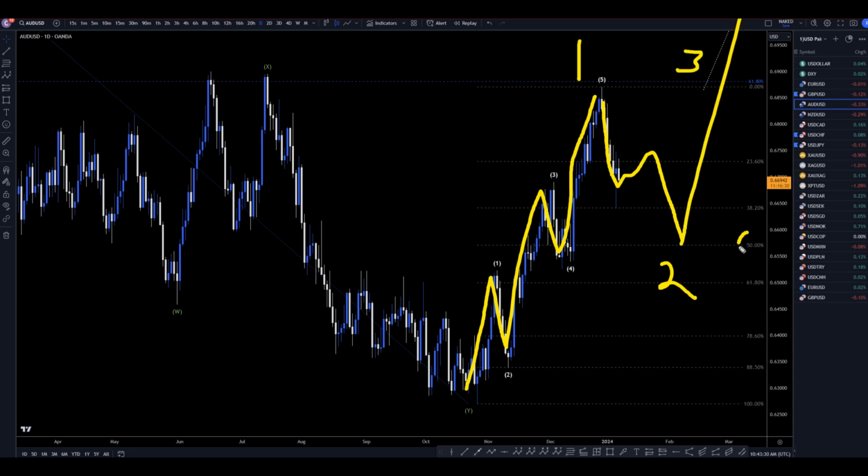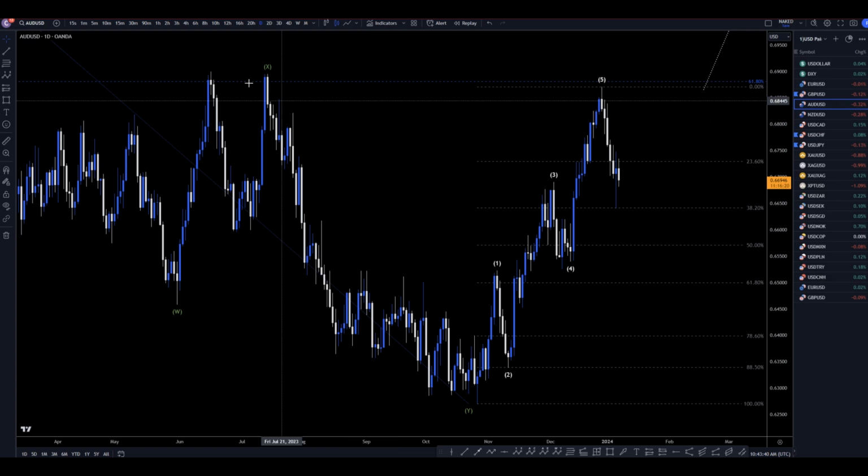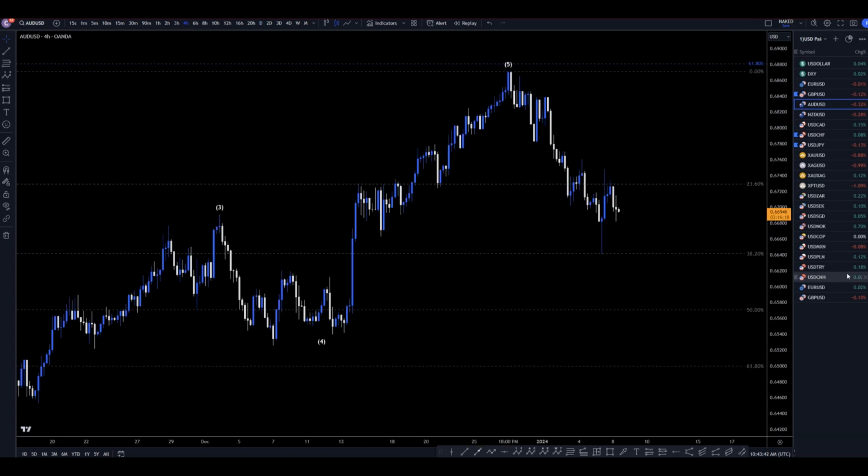I bet it's going to go down to either the 50 or the 61.8, maybe even the 61.8 is more likely, so that way it would take out the low of wave 4 before it actually ends up continuing back up for the wave 3. So taking it down to the 4 hour time frame.